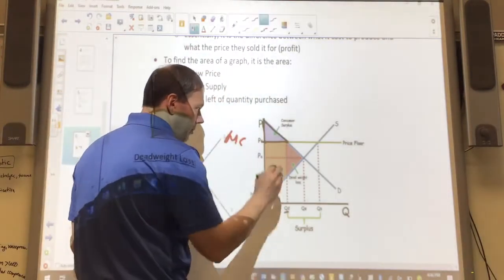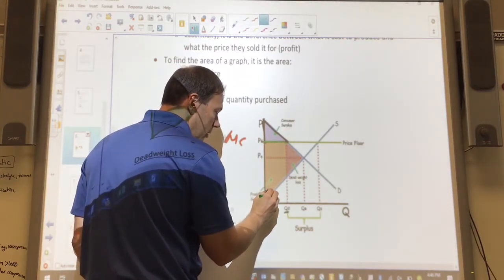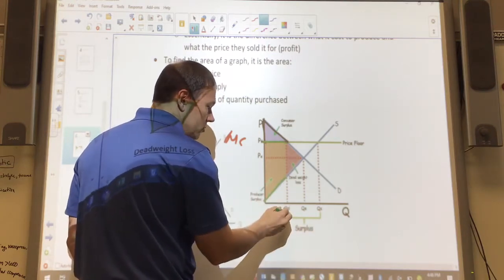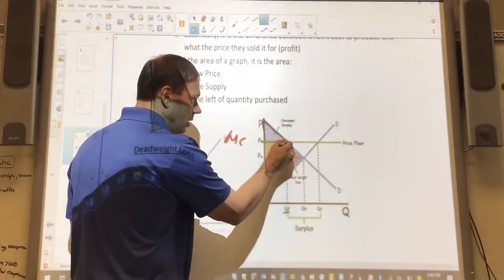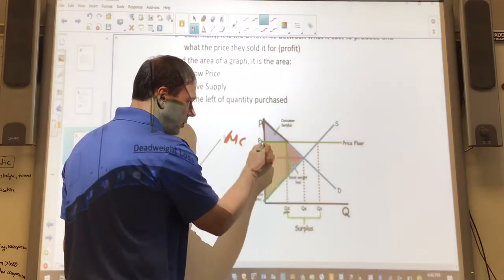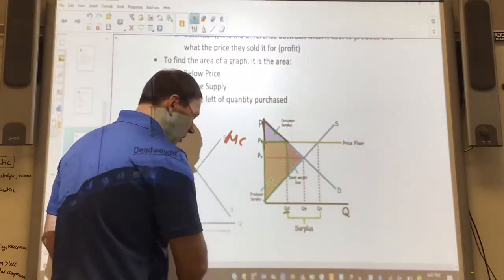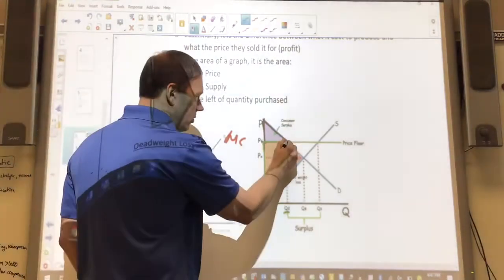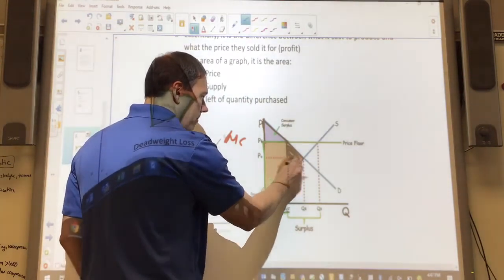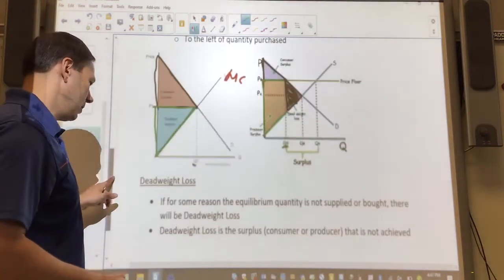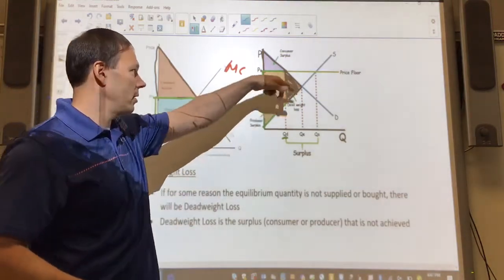Producer surplus is the area below price, which is PF because of the price floor, above supply, which is right here, and to the left of quantity purchased. Why? Because you don't get a benefit from something that wasn't purchased. So if consumers only buy QD, that's all you get to sell, and so producers get this orange area in here, this little trapezoid. Then compared to our original graph, you have this area here that represents deadweight loss. That is benefit that should have been received, but is not achieved. And so that black area is deadweight loss.